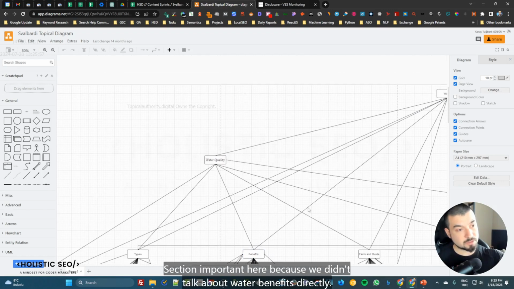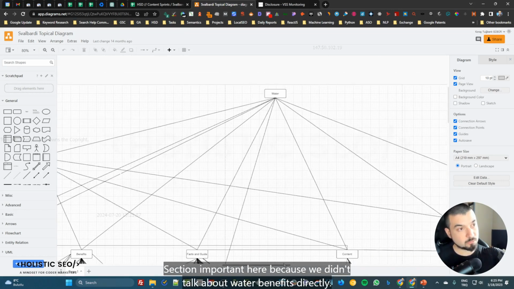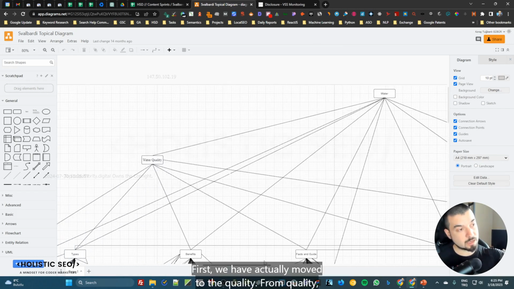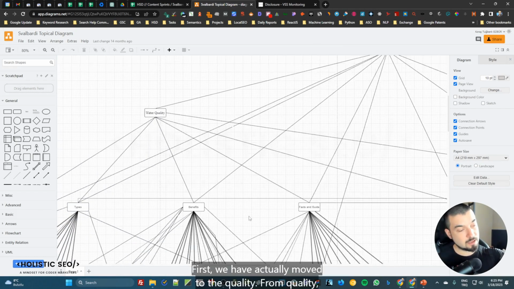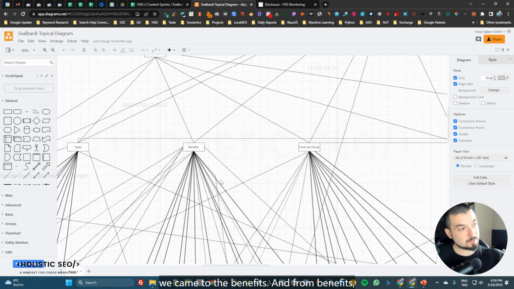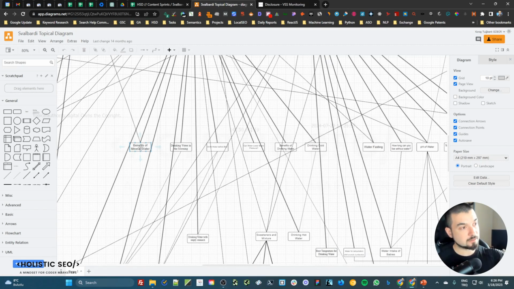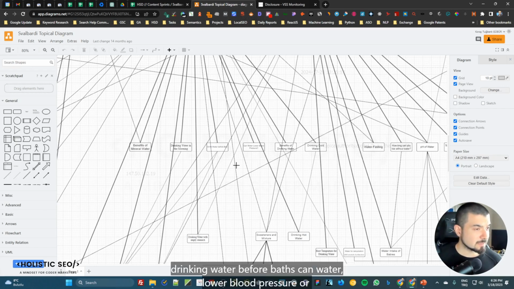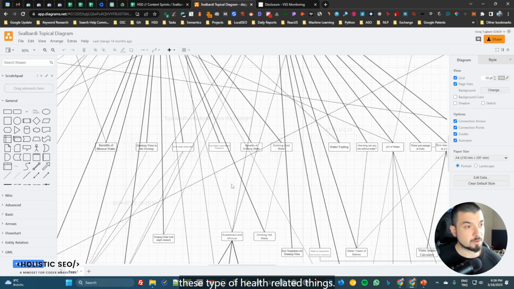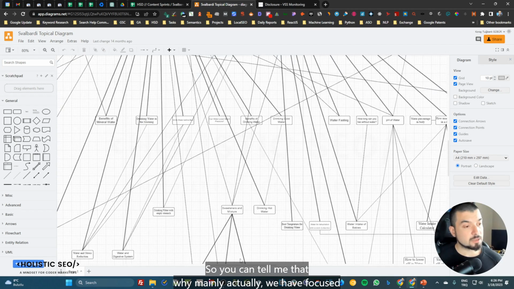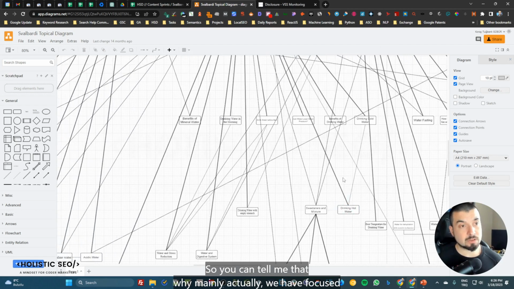It's important here because we didn't talk about water benefits directly. First, we moved to quality. From quality, we came to the benefits. And from benefits to the section that we mainly processed, we see things like benefits of mineral water, drinking water before bath, blood pressure, or these types of health related things. So you can ask me why we mainly focused on the health industry in this specific project.